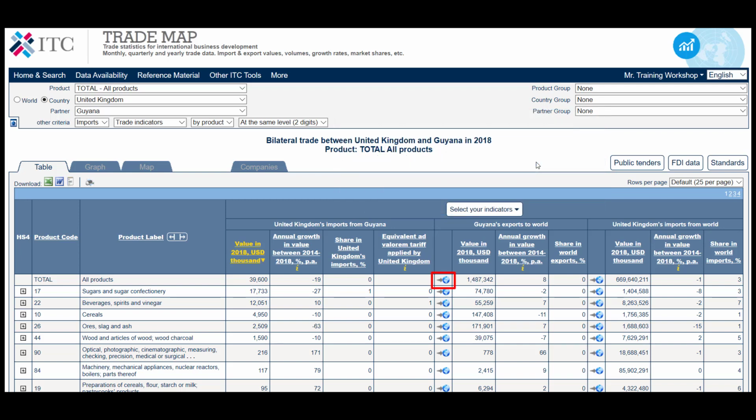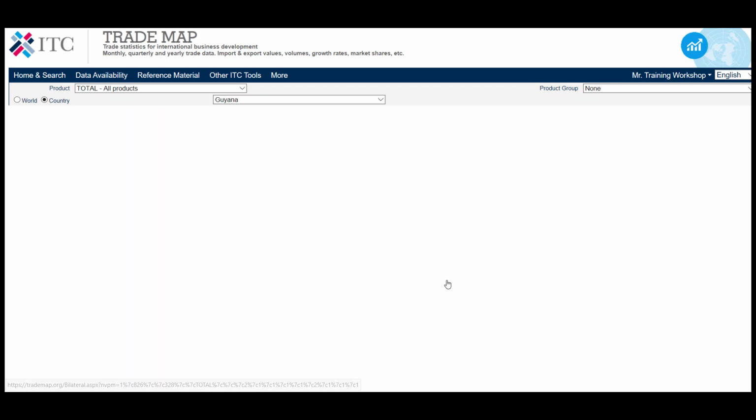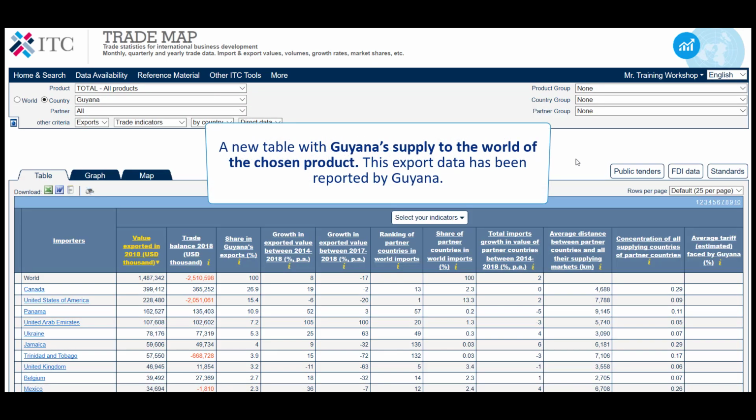If you click on it, you get a new table with Guyana's supply to the world of the chosen product. This export data has been reported by Guyana.